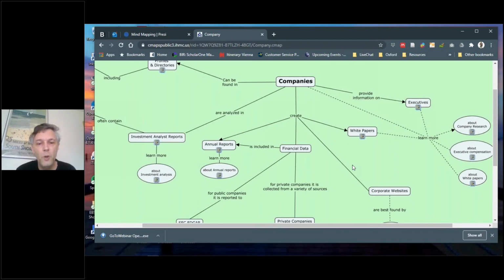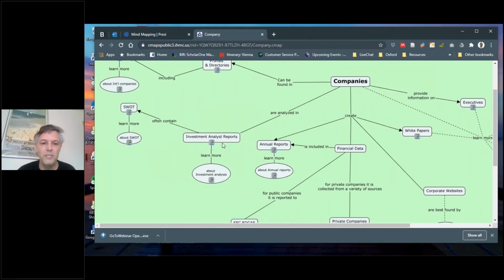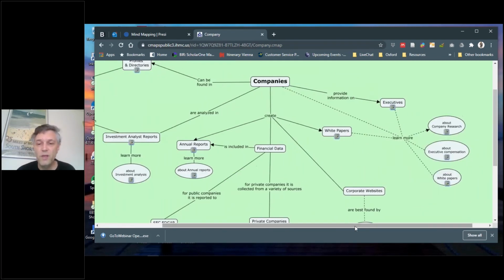So showing them a map like this to help them get to the information that they want and why it's important, what it does for them. Okay, companies are analyzed by investment analyst reports, and they contain things like strengths, weaknesses, opportunities, threats, etc. They immediately connected to this. The feedback we got was overwhelmingly positive about how easy it was for them to figure out what they needed to look at and how to find it.